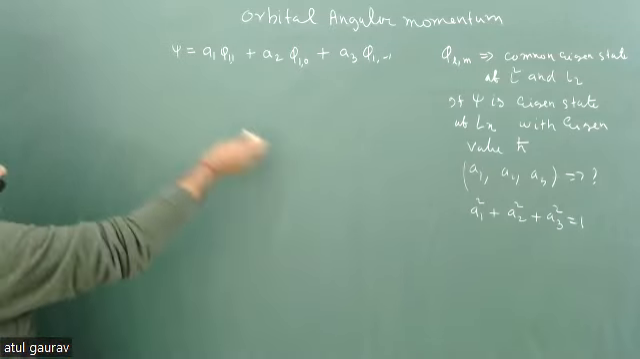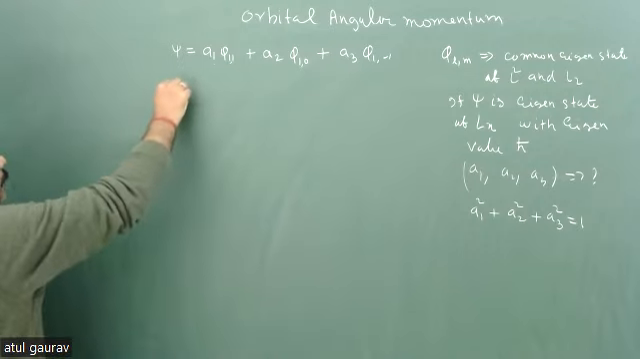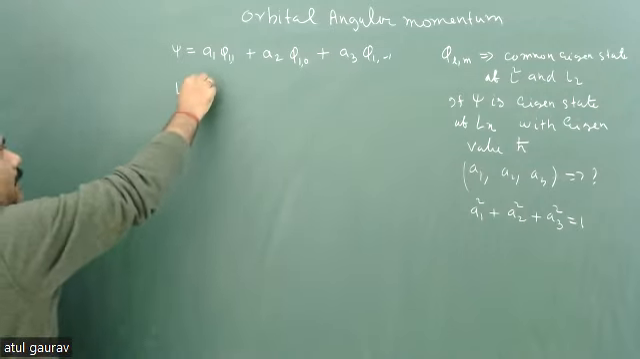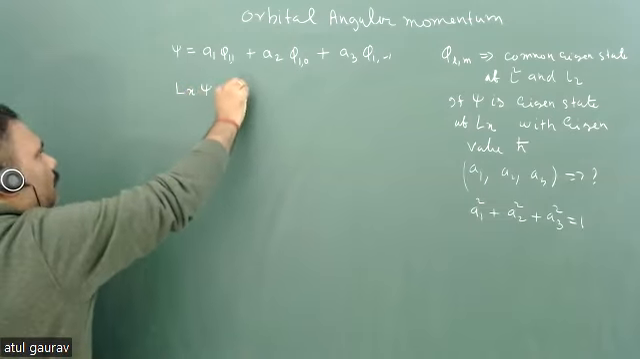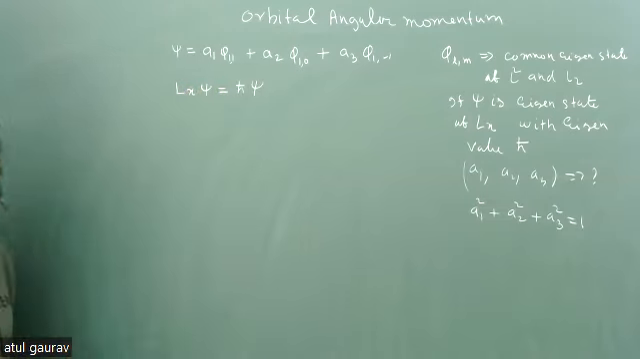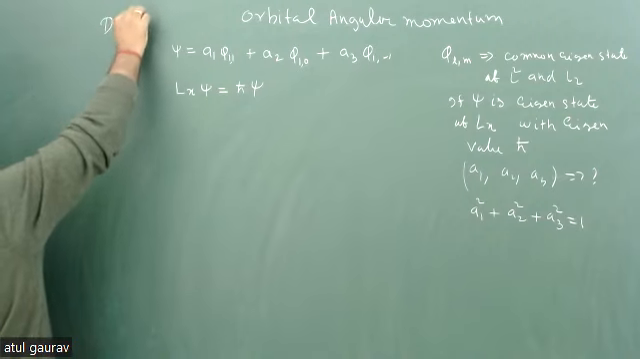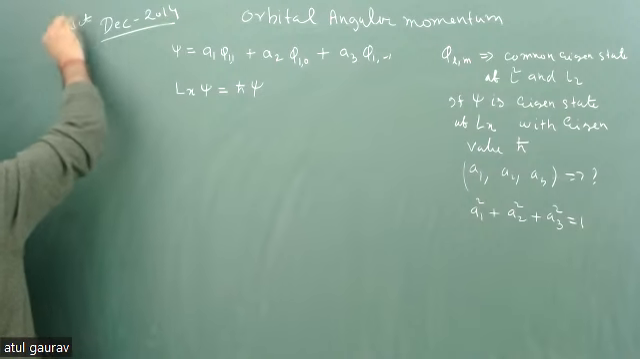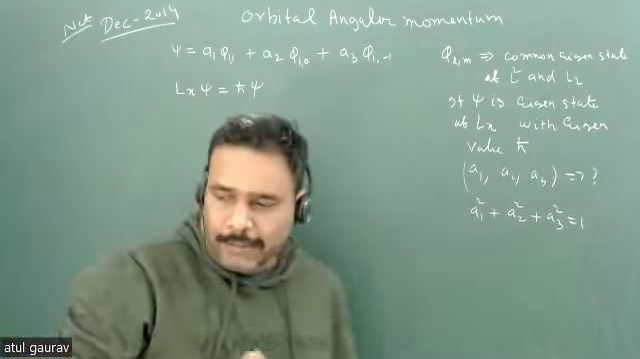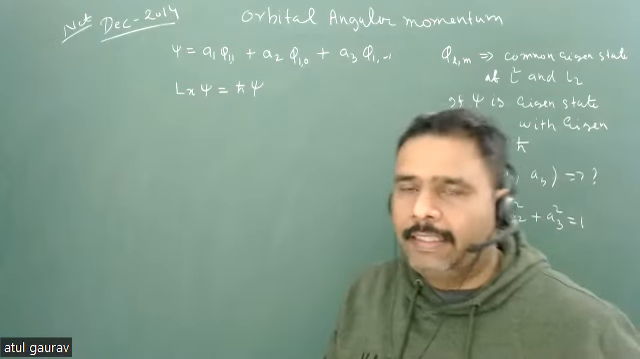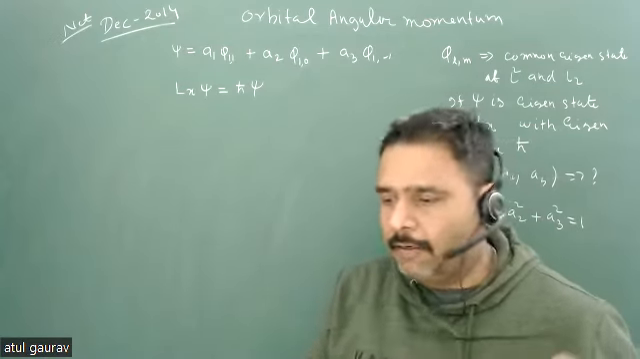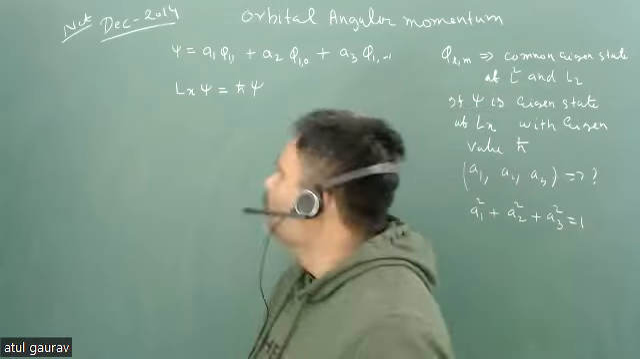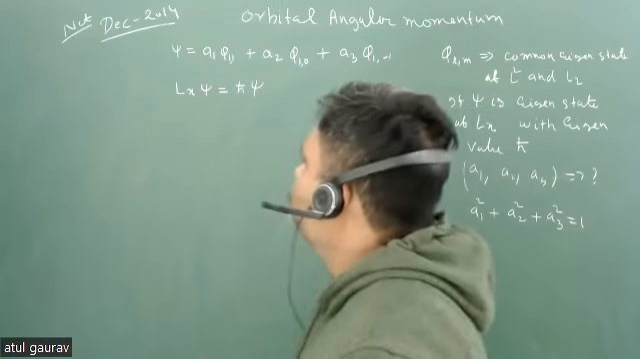Now, what is the given information? The given information is Lx psi must be equal to h cut psi. And this problem was asked way back in December 2014, in the NET exam. So this is one of my favorite questions, because it has a lot of calculation, a lot of intuition, everything is there, all the drama is there in this story.